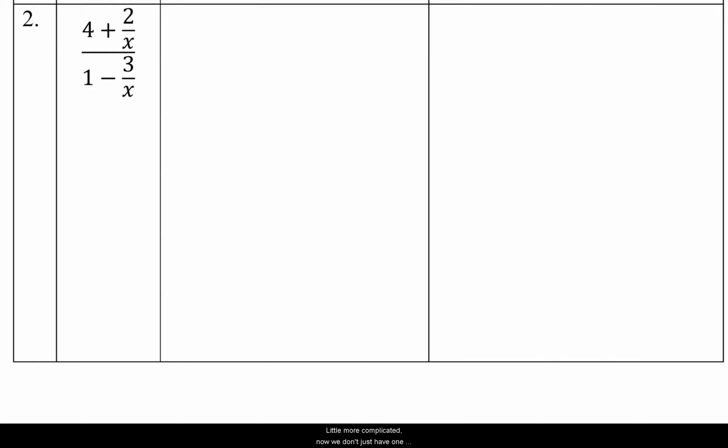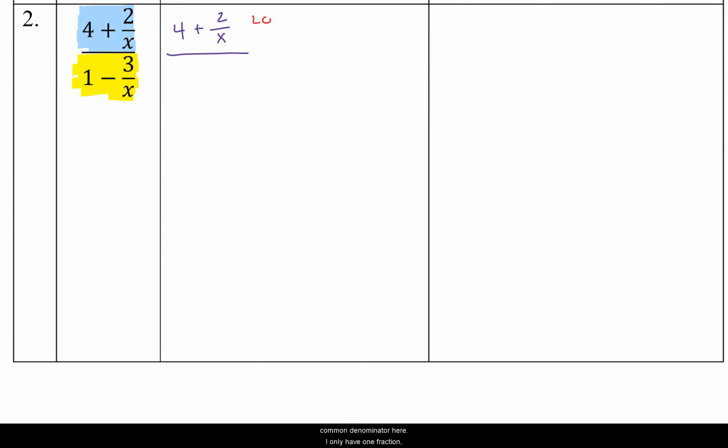A little more complicated. Now we don't just have one term in the top and one term in the bottom, we've got two. So now we need to use that first step in method 1, where we'll treat what's in the numerator as a problem, and then we'll treat what's in the denominator as a separate problem, and then we copy, dot, flip, turn it into a multiplication problem, and simplify it. So looking at the numerator, 4 plus 2 over x.